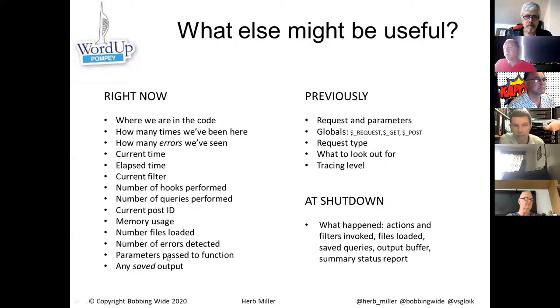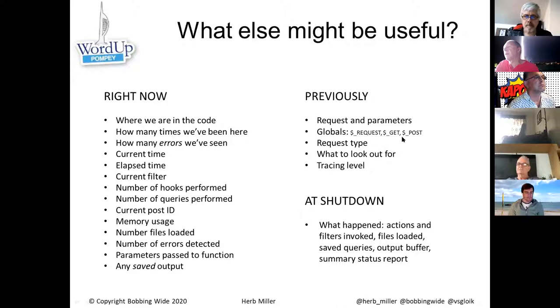You can get this if you're using a debugger like Xdebug, but it might not be so easy to get if you just try to type in your echoes or print_rs. Other things you might want to know right from the start is, what was the request that we're trying to respond to, and what were the parameters that were passed in, the ones that got into the global variable request or get or post. What is the request type? Is it a front-end request? Is it an AJAX request? Is it a REST thing? Or is this a command line invocation?